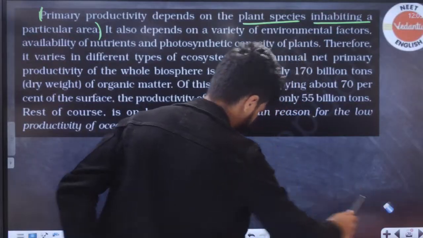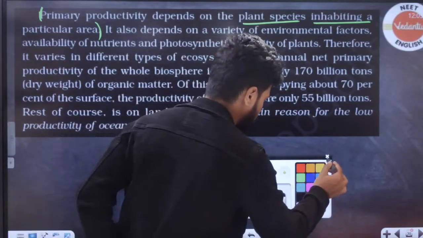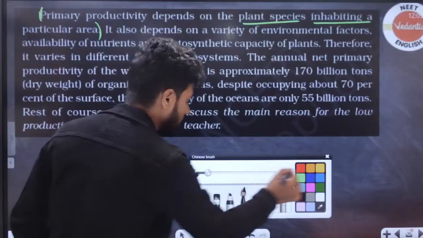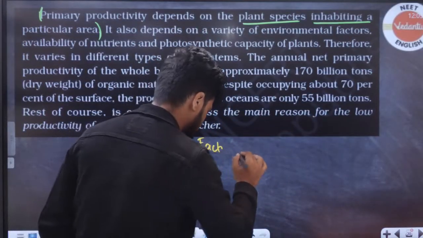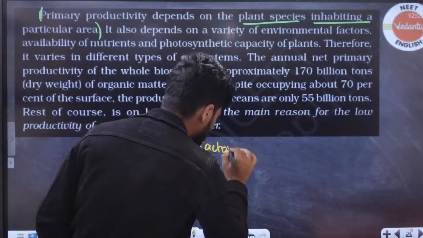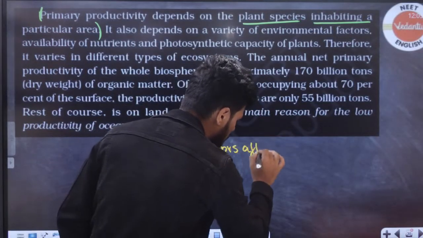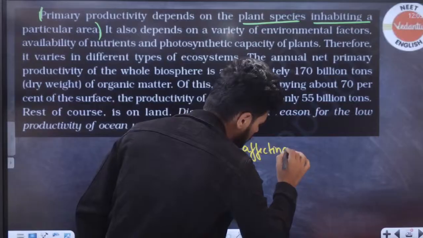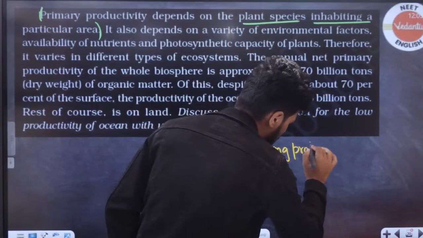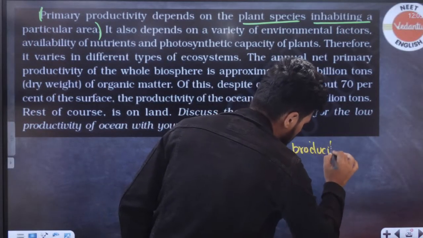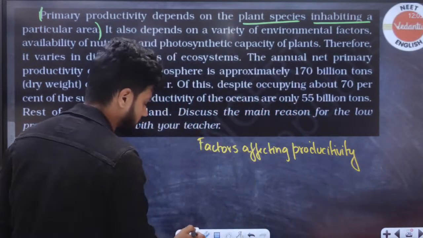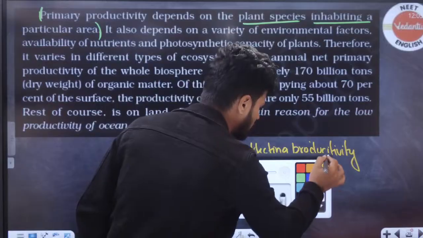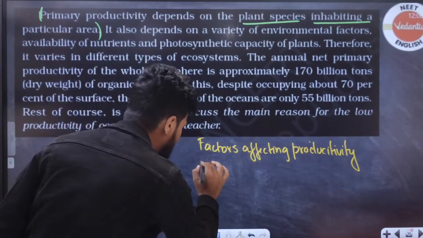Tell me. I'll write a heading only for you, all of you. The heading is said to be factors affecting productivity. Factors affecting productivity. Okay. The first thing is going to be plant species.